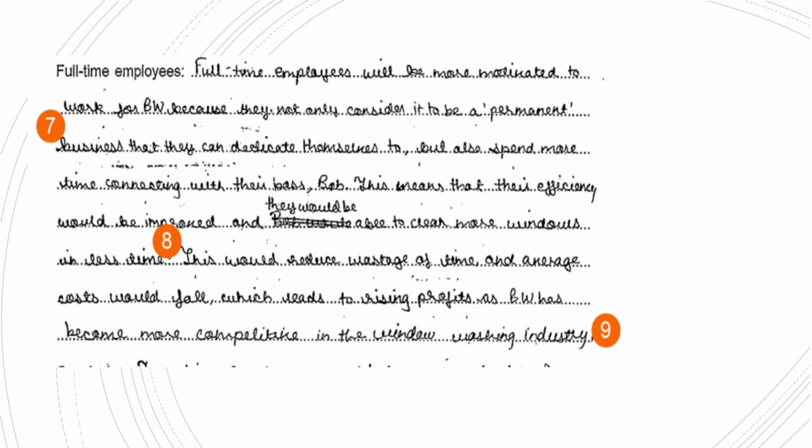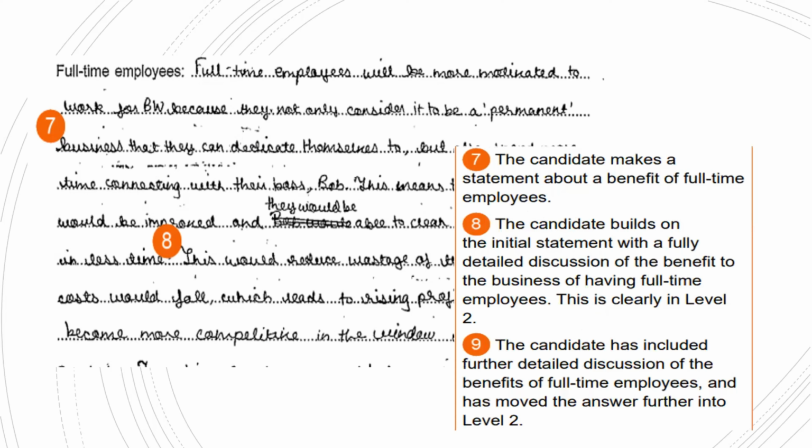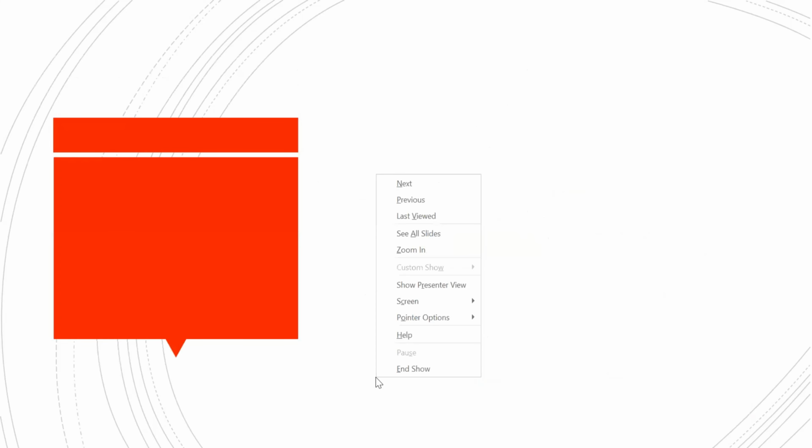दिस विल लीड टू दैट विल लीड टू दिस. They did not try to kind of give a lot of advantages. They just talked about one advantage and then they just took it home, like all the way. पूरा explain किया उन्होंने. Now the candidate makes a statement, okay, builds on the initial statement, full detailed discussion. The candidate also included further detailed discussion of the benefit and has moved the answer further into level 2. So top level mark आपको इसके ऊपर मिल रहा है.